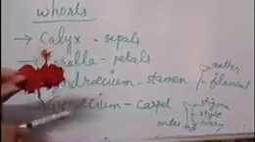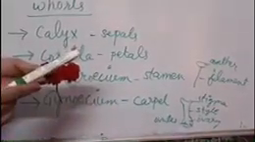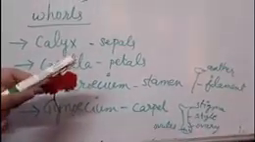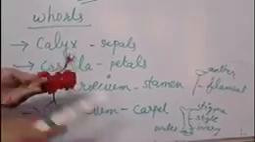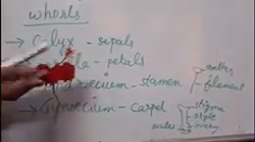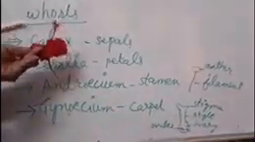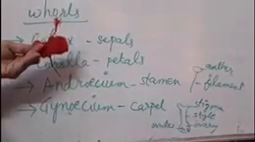Next is the female part of the flower which is known as gynoecium. You can see the tip over here. That consists of the first part of the gynoecium. It is known as the carpel. Now it consists of stigma, style and ovary. Ovary consists of the ovules.